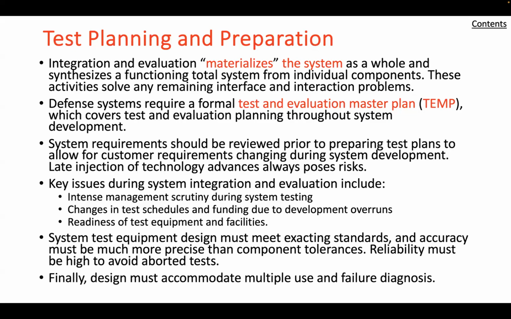The textbook also goes through the sections that should be included in the TEMP, the test and evaluation master plan. So there's number 1, the system introduction. Number 2, integration and test program summary. Number 3, development, test and evaluation. Number 4, operational test and evaluation. Number 5, test and evaluation resource summary.